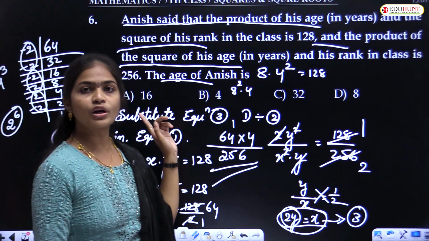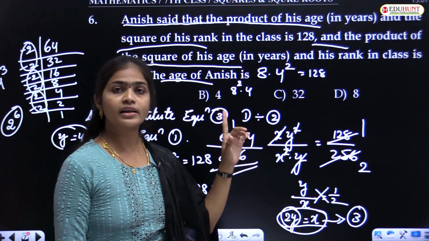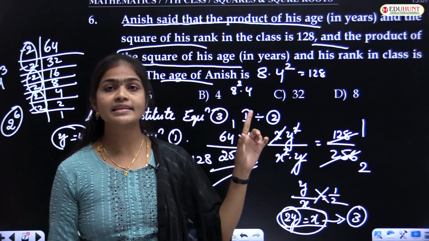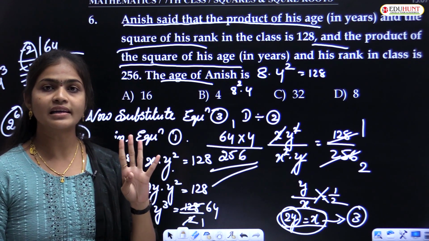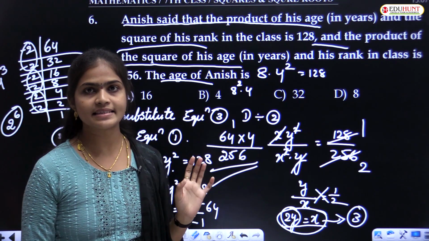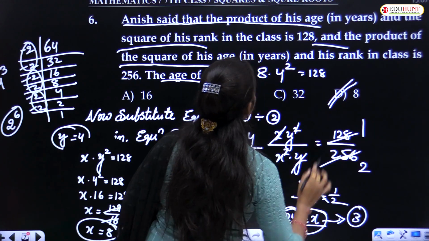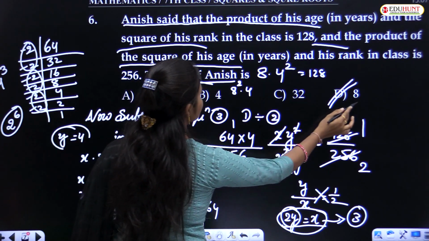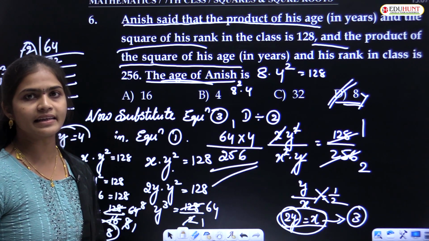So which one we got? Y value we got. So y is that rank, not age. Already in the starting we taken that let age be x and rank be y. So rank we got it as 4. Again if you substitute that one, we will get that age. So that age is now 8 years. So what are they asking? The age of Anish is 8 years. Is it clear? So option D is correct.